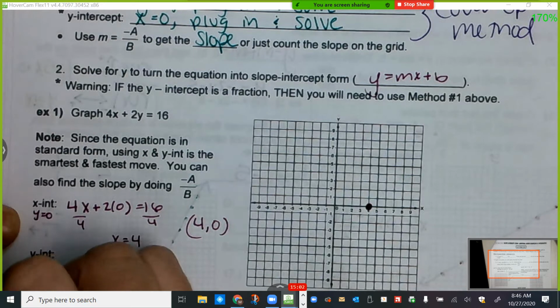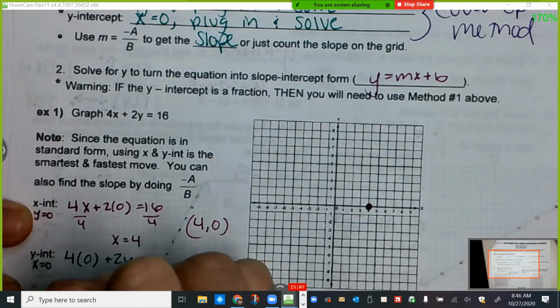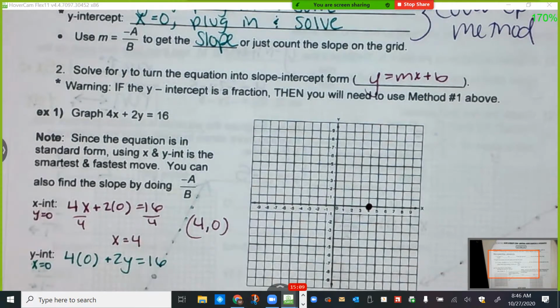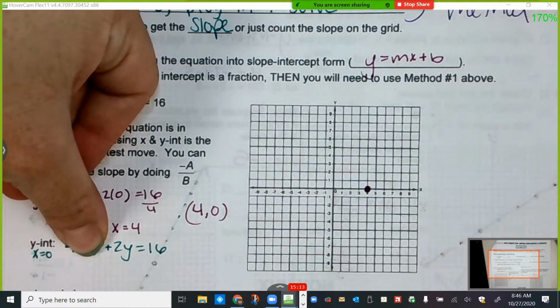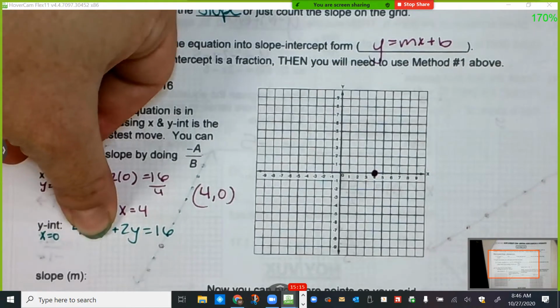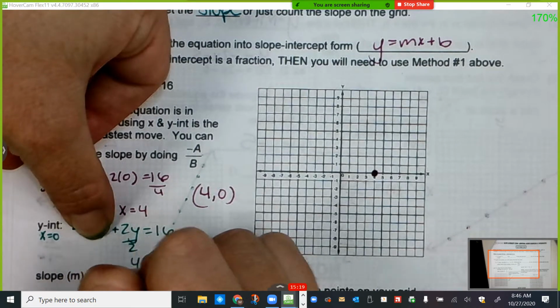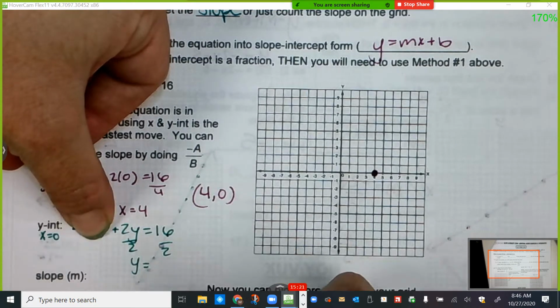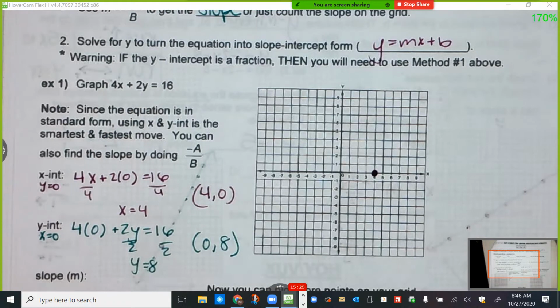So again, y-intercepts are where x equals 0, so we're going to plug in the same equation, but this time with x equals 0. Cover up. How would I solve this? Divide both sides by 2. Guys, half of the time y'all probably won't even need to do the math. And what does this tell me? y equals 8. So I know that point is (0, 8) because I plugged in x is 0. And I'm going to plot that point.